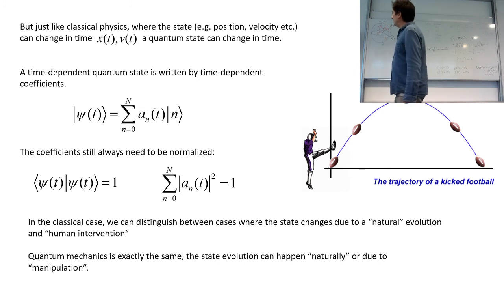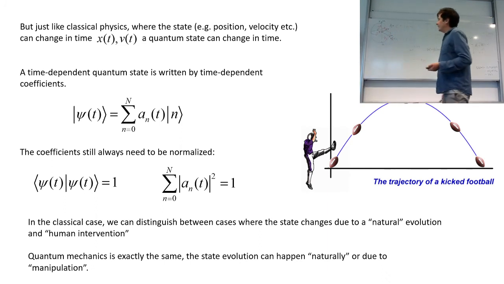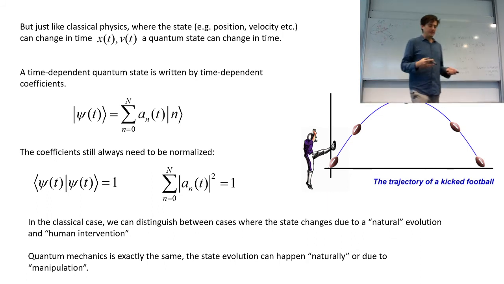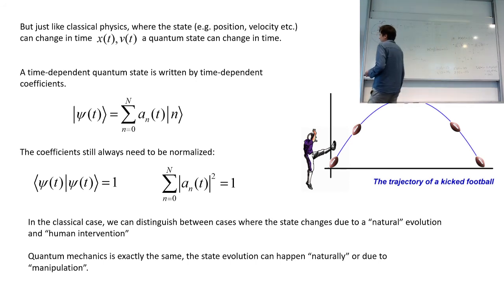Just like in classical physics, of course, time is a very important quantity, right? We started off, I think, right at the beginning, talking about this guy kicking this football. That's just a classical physics problem. But the type of problems that we try to solve in classical physics are things like, here's our ball, this is where it is at the initial point in time, and we kick it, and then what happens to the ball afterwards? What's its trajectory? How does it behave?